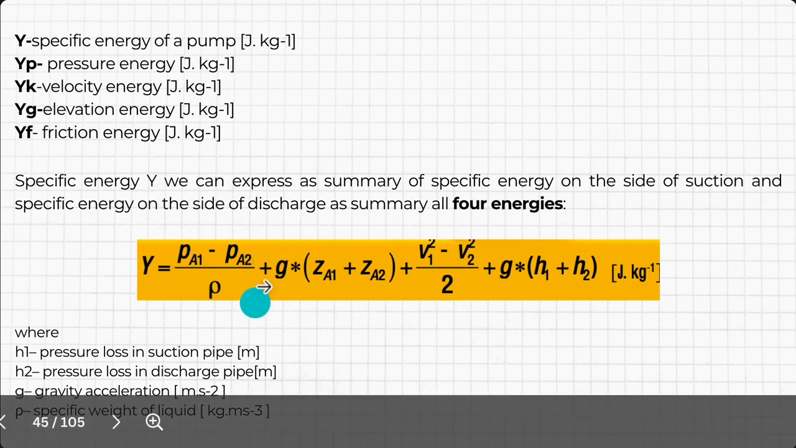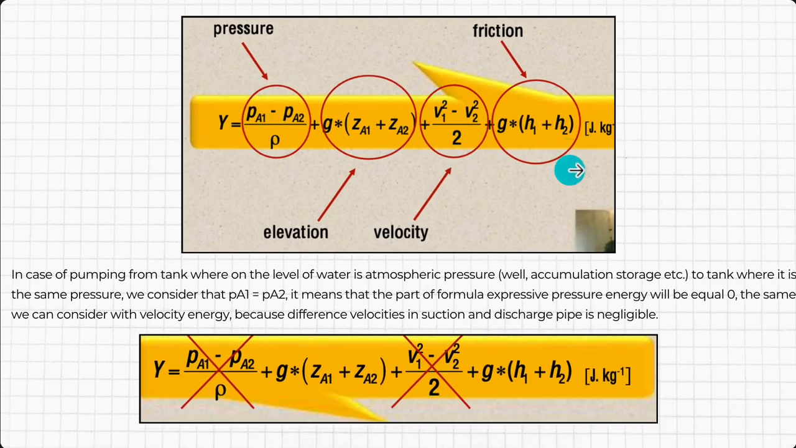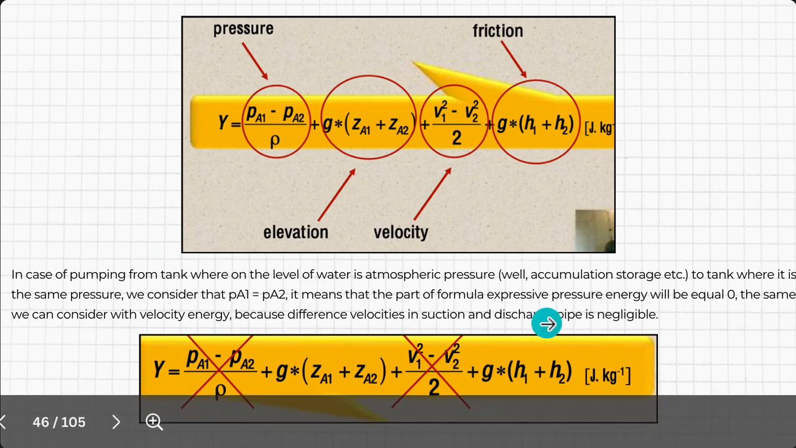So Y is equal to, here we have the pressure energy, the elevation energy, velocity energy, and friction energy right here. So we can see it again: pressure energy, elevation energy, velocity energy, and friction energy. In case of pumping from a tank where on the level of the water is atmospheric pressure, the well accumulation storage to the tank where it is the same pressure, we consider that PA1 is equal to PA2. It means that part of the formula expressing pressure energy will be equal to 0. The same we can consider with velocity energy, because different velocities in suction and discharge pipes is negligible.